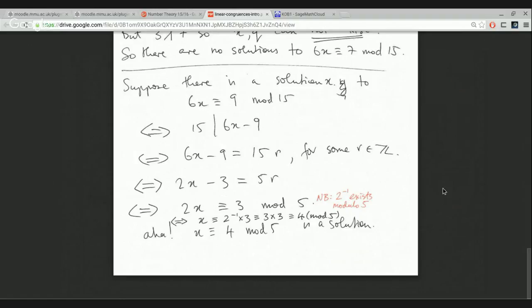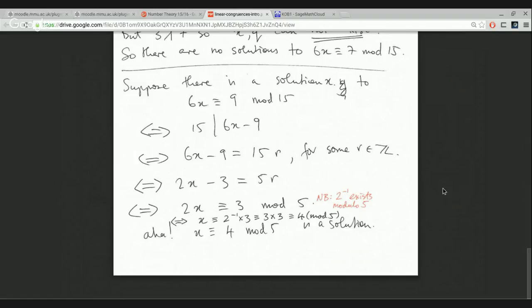So 2 has an inverse, which happens to be 3. 2 times 3 is 6. So you multiply both sides by 3. You get x congruent to 9, or equivalently 4. So x congruent to 4 modulo 5. Just a couple of things to point out. 6x congruent to 9 modulo 15 if and only if x is congruent to 4 modulo 5. So it does have solutions. Anything congruent to 4 modulo 5 is a solution of this congruence.